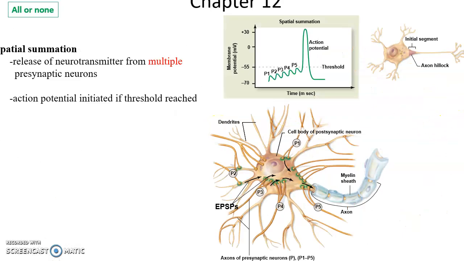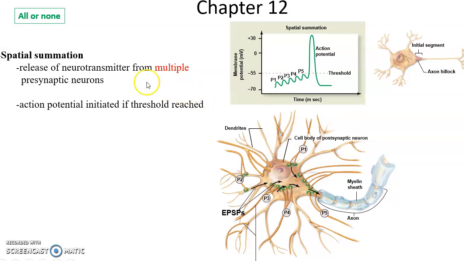Now, this can be done via what's called spatial summation. Spatial summation just means that, say, for instance, you have lots of different synapses generating depolarization. They all sum up together. They're in different locations, so spatially separated, but the ions eventually make it to the axon hillock, giving us the generation of an action potential. So lots of different synapses in different areas on the neuron's receptive area, leading to the generation of threshold.